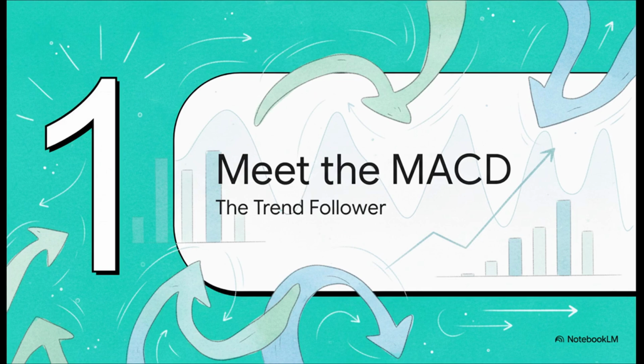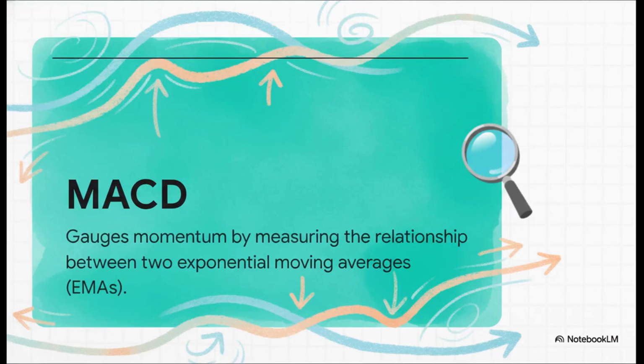The easiest way to think about this one is as the trend follower. Its entire job is to help us figure out the strength and the direction of whatever trend is happening right now. So how does it actually do that? Well, MACD stands for Moving Average Convergence Divergence, which sounds complicated, but the idea is pretty simple. It's all about the relationship between two moving averages of the price. When those two averages start to pull away from each other, or diverge, that signals momentum is picking up. And when they start coming back together, or converge, it suggests momentum might be fading.